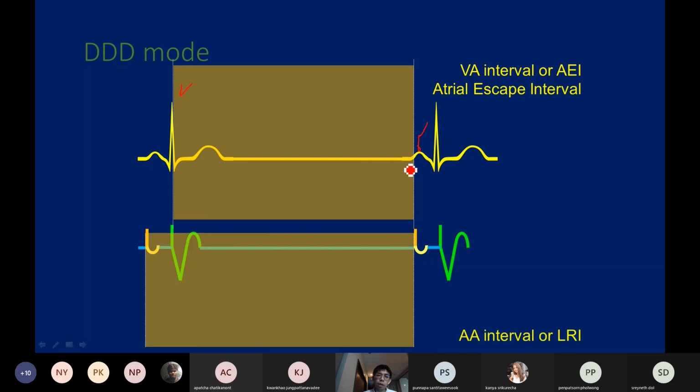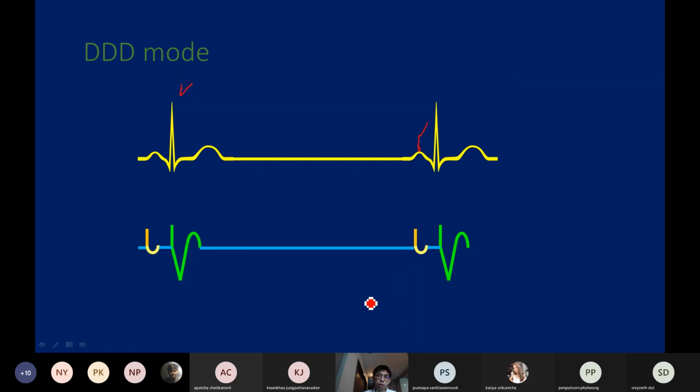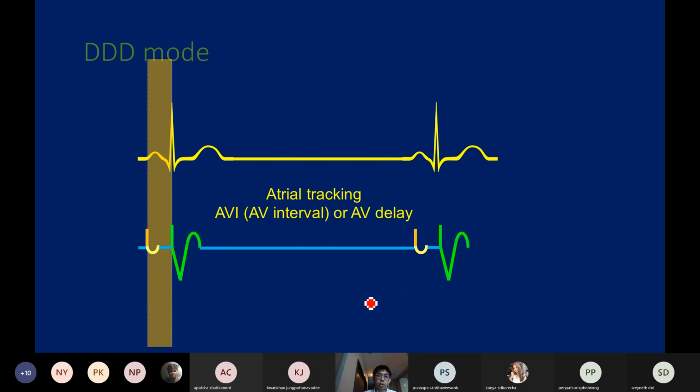Another term that you need to know is the AA interval. It means atrium to atrium interval, or you can call it the lower rate interval again. So in a dual chamber pacemaker, the lower rate interval is determined by the atrium channel. Does anyone have any questions about this?